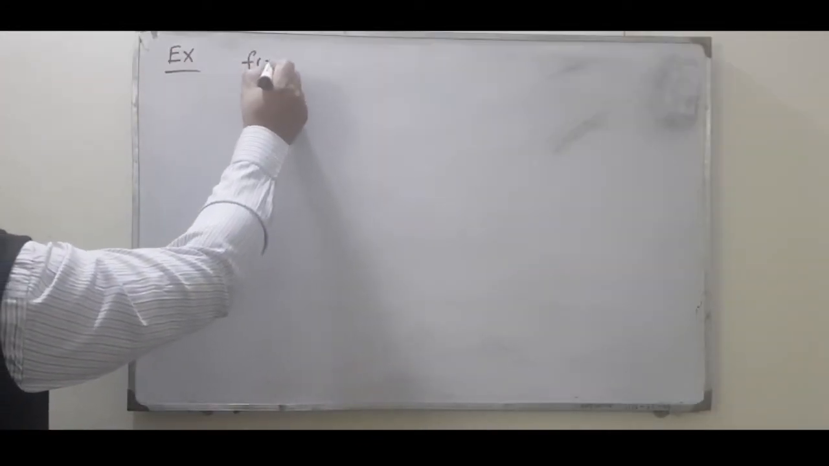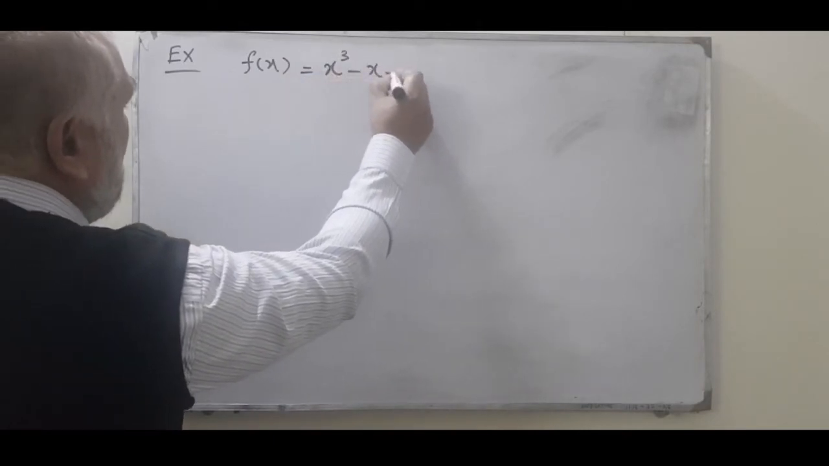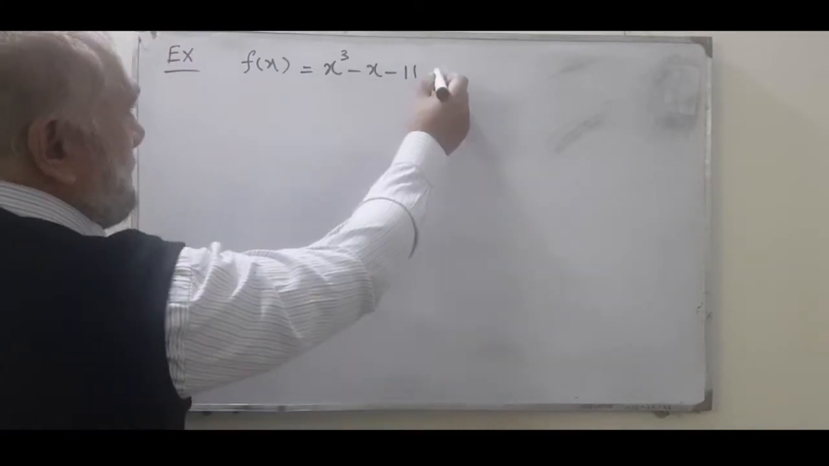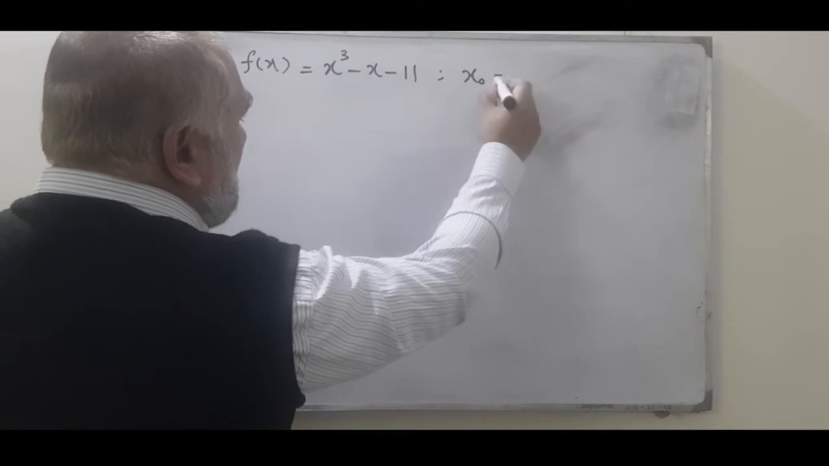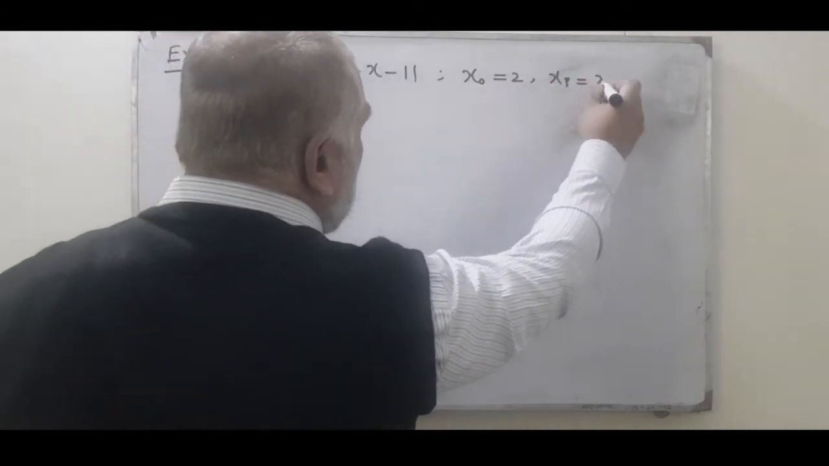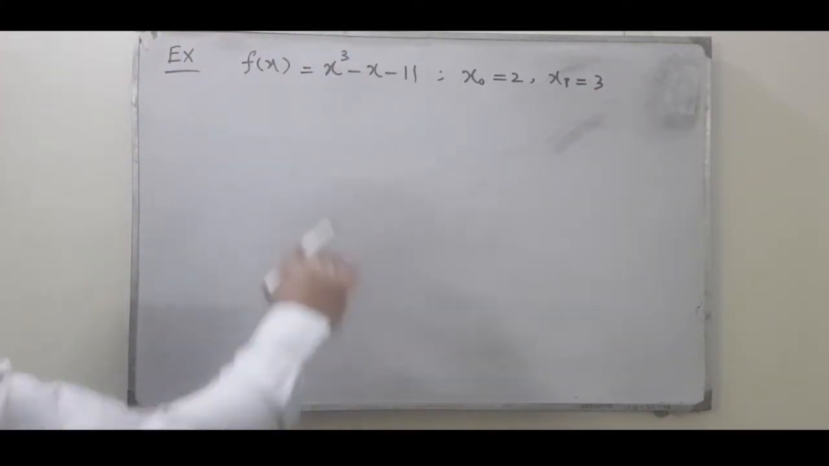Here we take the function f(x) = x³ - x - 11, and the two initial starting guesses are x0 = 2 and x1 = 3. So these are the two initial starting guesses from where we are going to start.